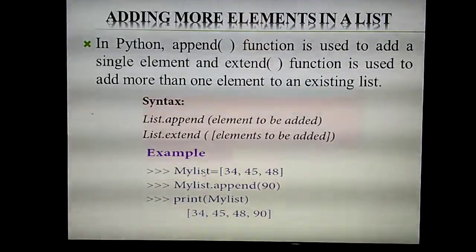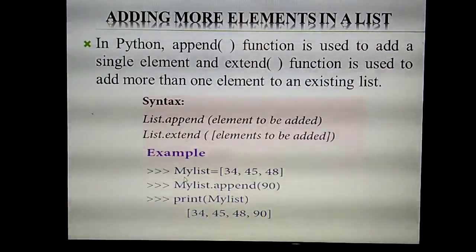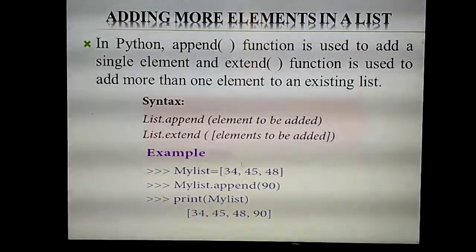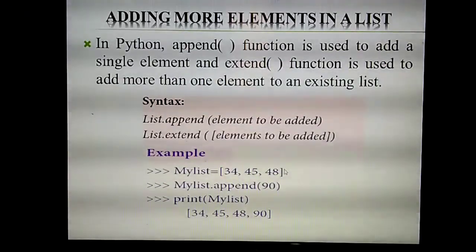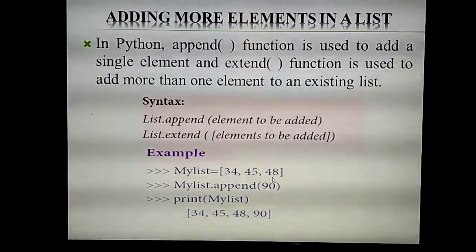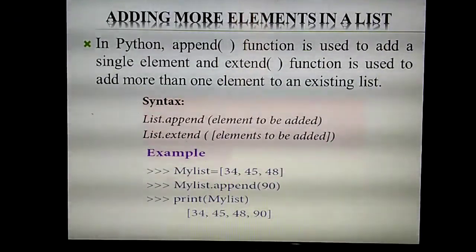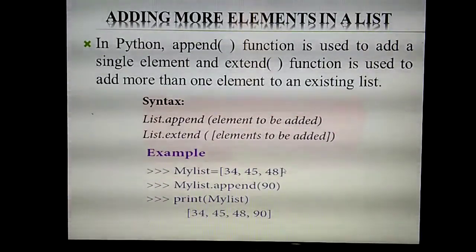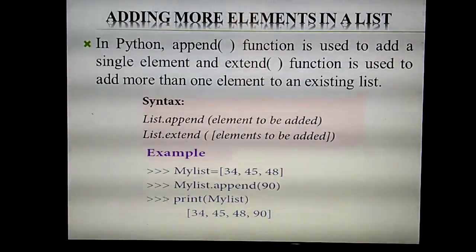See this example. They have given one list. What's the name of the list here? My list. Inside the list they have given three values. What are the values? 34, 45 and 48. Among this you are going to add only one element or one value. What's the value you are going to add? 90. Only the value 90 you need to add to this list. So which function do you need to use when only one element needs to be added? Append. Understand?